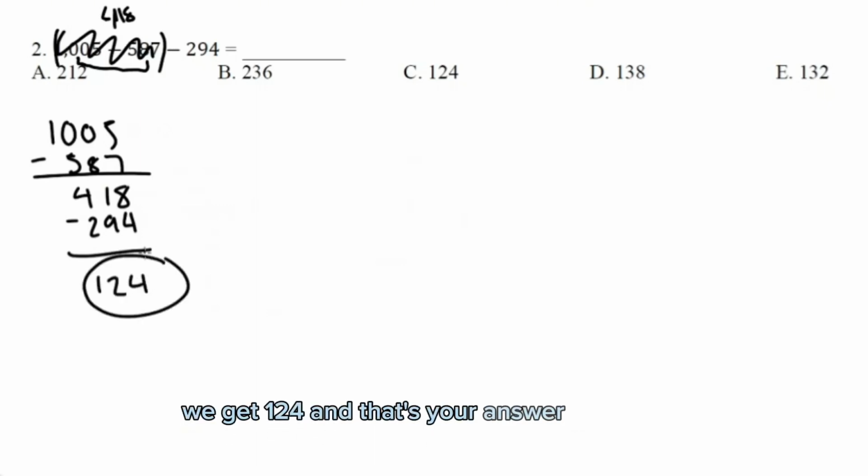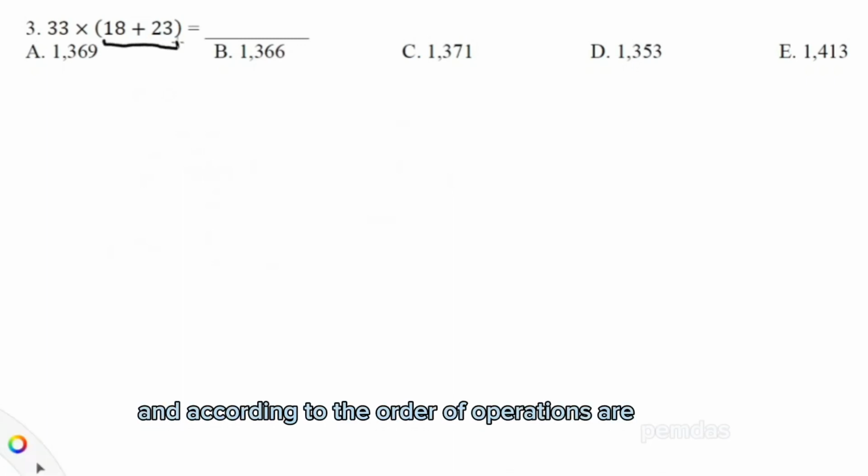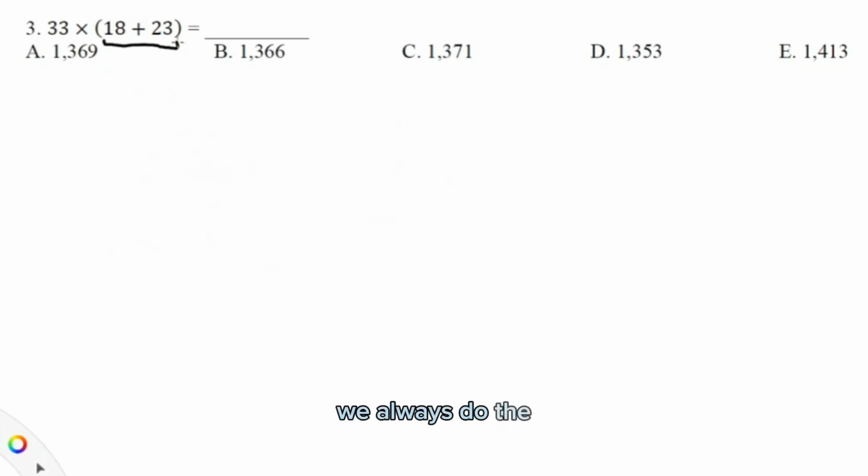And that's your answer. Next, number 3, 33 times 18 plus 23. Alright, so we have this 18 plus 23 in parentheses. And according to the order of operations, or PEMDAS, we always do the operation in the parentheses first. So we're going to do 18 plus 23 first. 18 plus 23, that's just 41. So now we have 41 times 33.